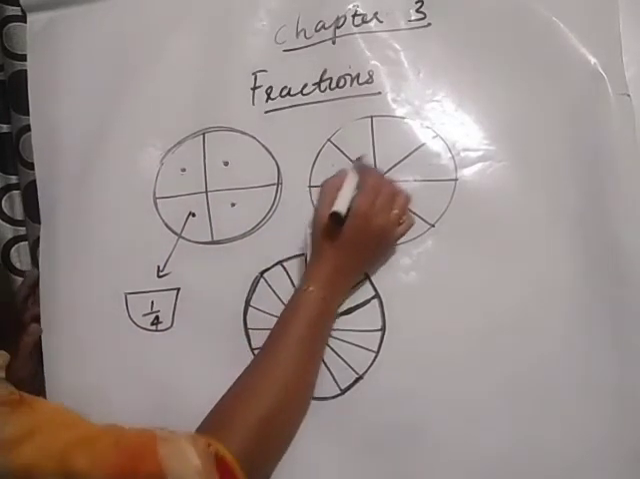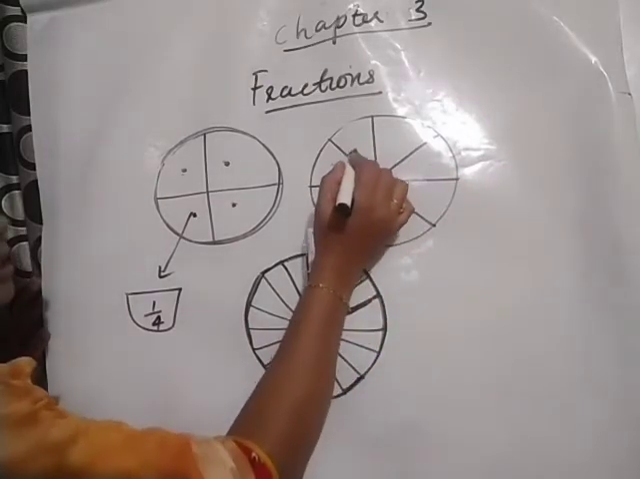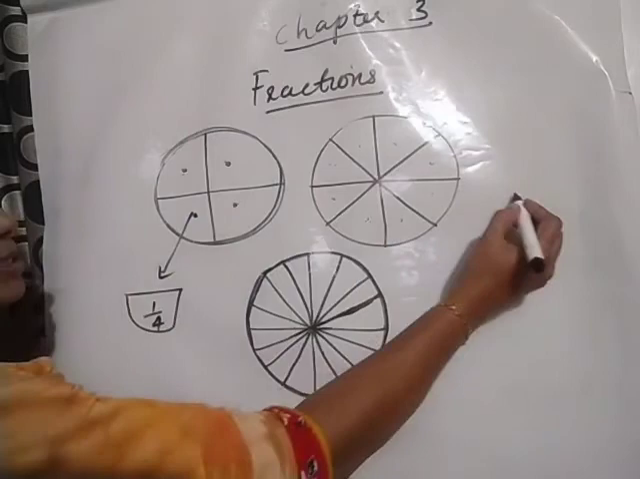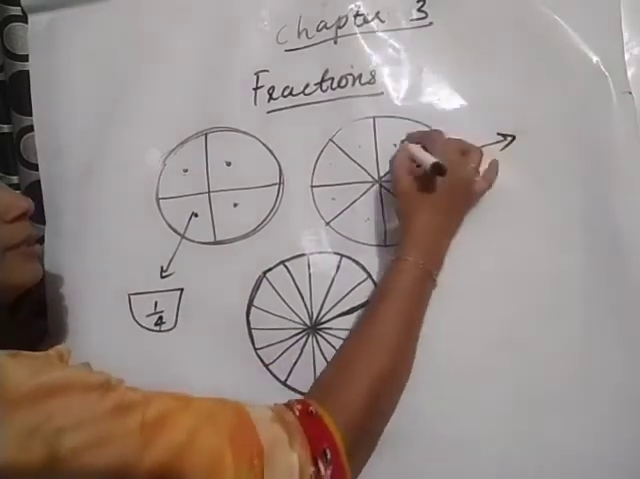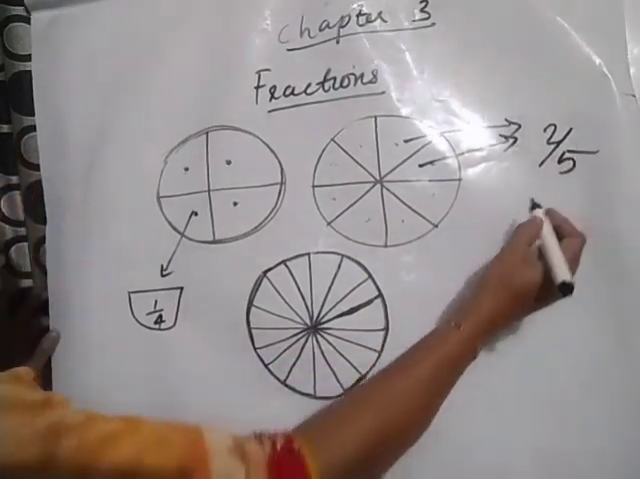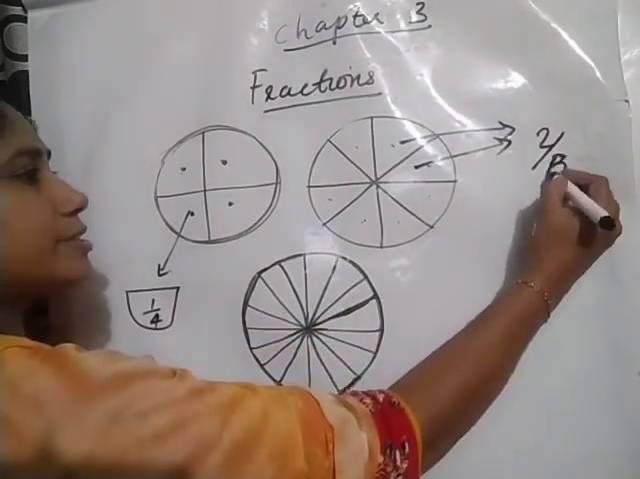Also, look at this cake. How many pieces are there? 1, 2, 3, 4, 5, 6, 7, 8 pieces. So if we take 2 pieces, then we can say this is 2 parts out of 8.